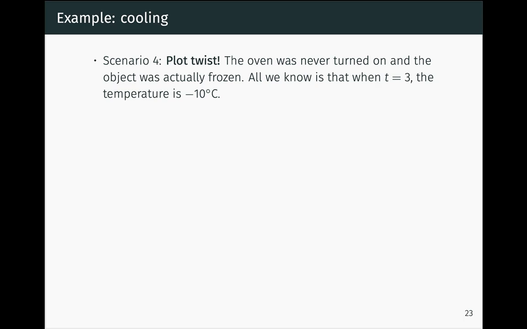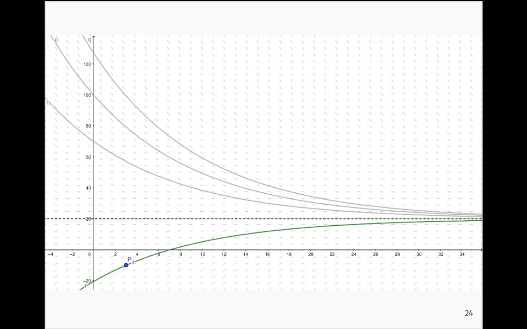So initial doesn't have to mean on this axis, right? Scenario 4, plot twist, the oven was never turned on and the object was actually frozen. All we know is that when t equals 3, the temperature is negative 10 degrees. So that's down here. We're actually warming up, because that T minus 20 is negative now. And so negative k times a negative number gives us a positive, so our rate of change is positive, and it's equalizing towards room temperature.